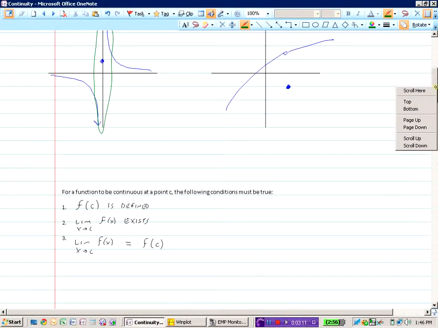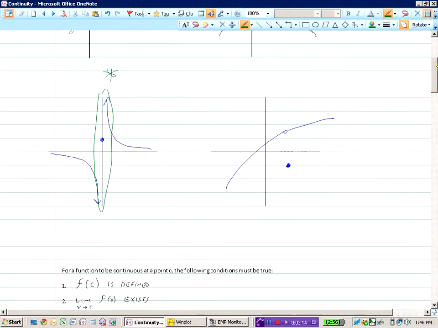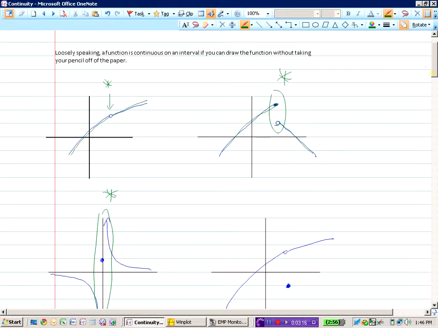Let's go back and look at those 3 graphs, or 4 graphs. In that first one, let's call this point c. Number 1 says the function value has to exist. Do we have a y value when x is c in this graph? No, we do not. f of c is undefined. So we would say this graph number 1 is not continuous because f of c does not exist. Condition number 1 is not satisfied.